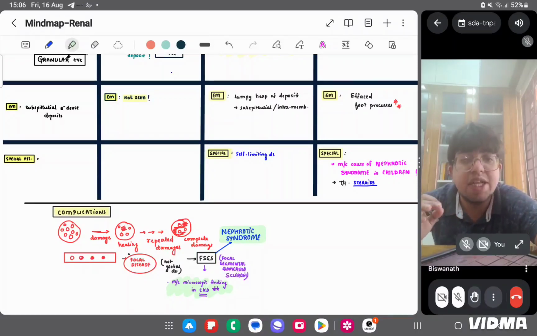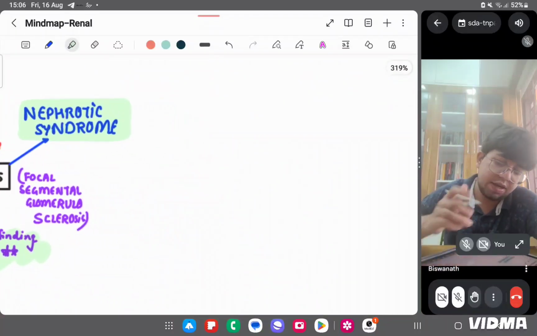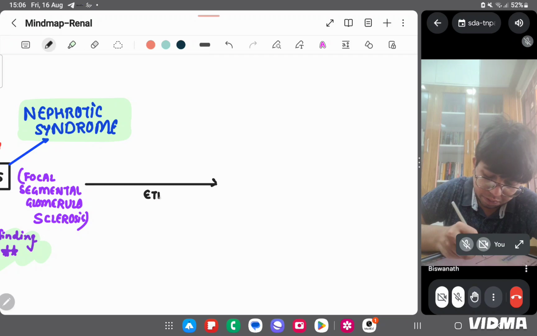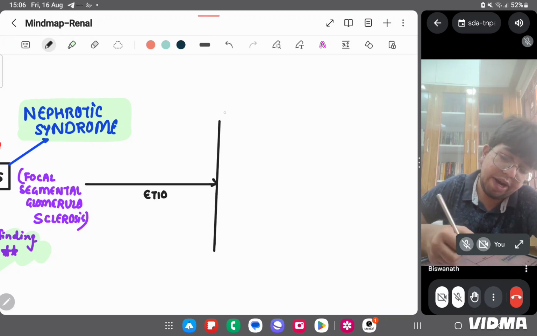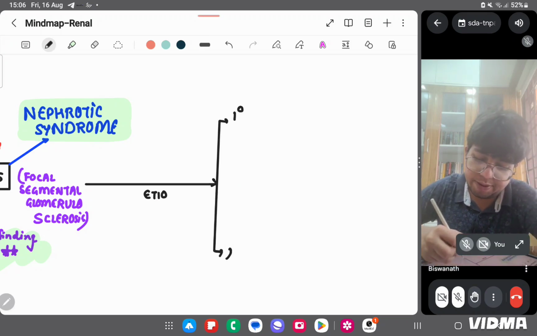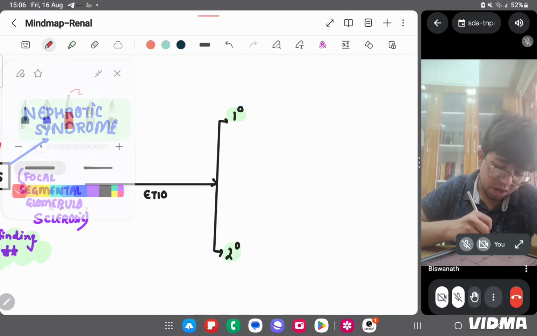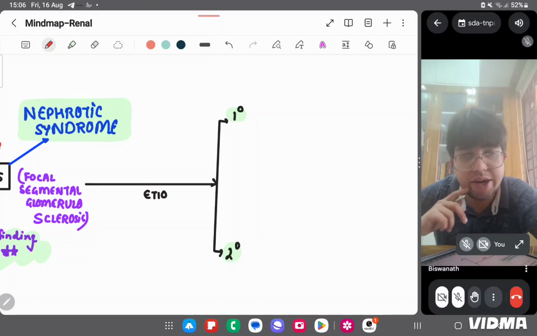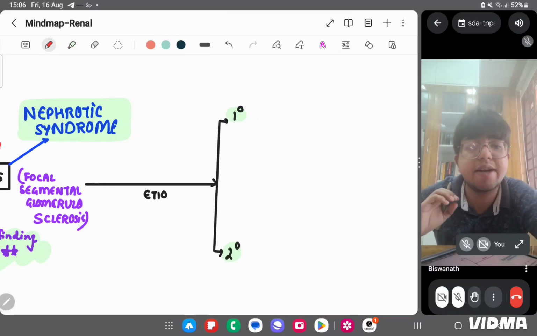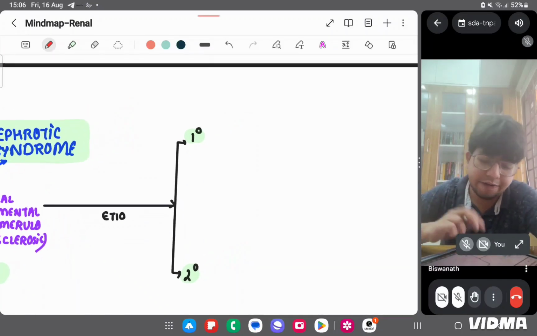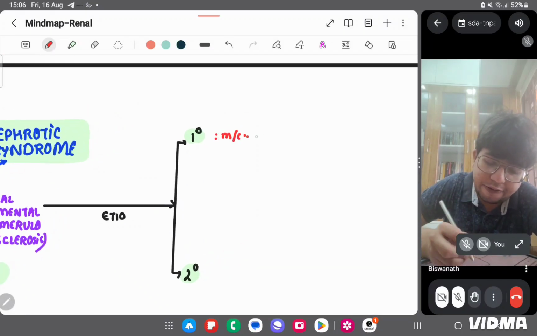Etiology. So etiology, it may be a primary FSGS or it may be a secondary FSGS. So what are the primary etiologies? Primary etiologies basically, we'll see that it is a mutation related condition, and the most common mutation here occurs in chromosome number 19, that is nephrin mutation. Most common is the nephrin mutation.